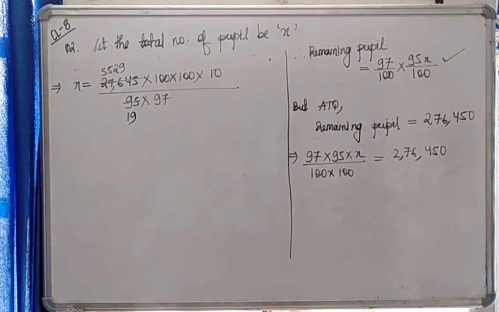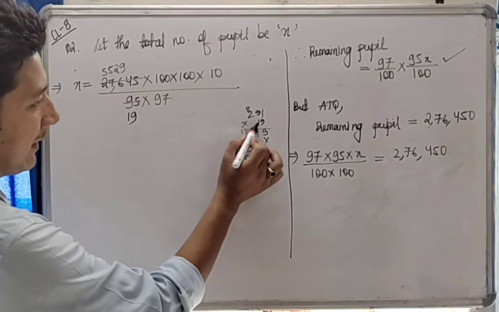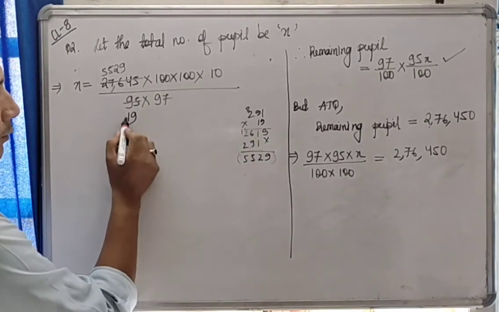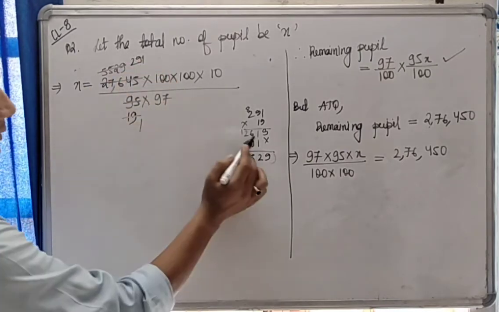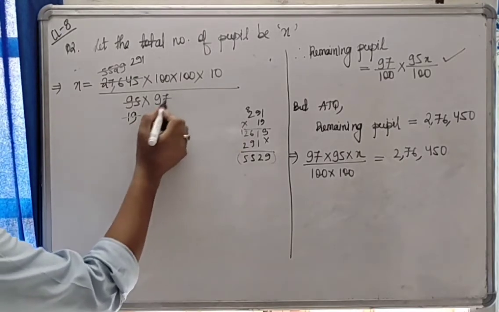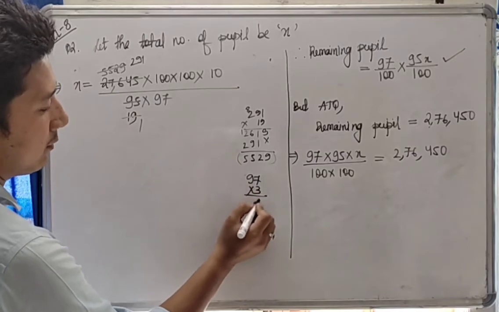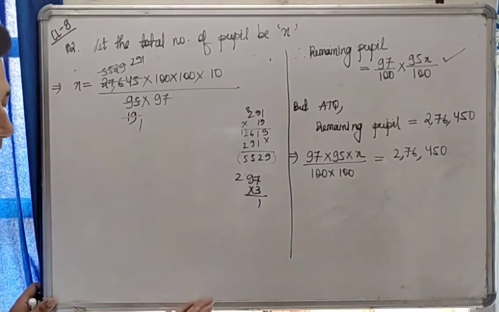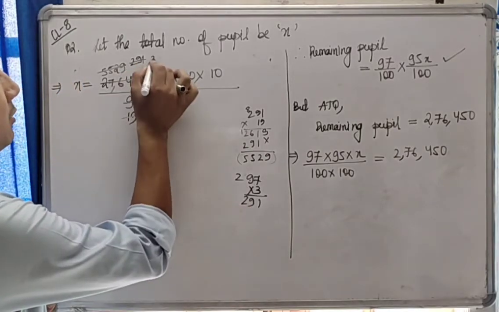Let's check. All right, boys, so now the calculation. See out here, 19 into 291 is this product, 5529. 19 ones are 19. And now this is easy. 97 ones are 97. 97 threes are 291. So 97 ones are 97, 97 threes are 291.